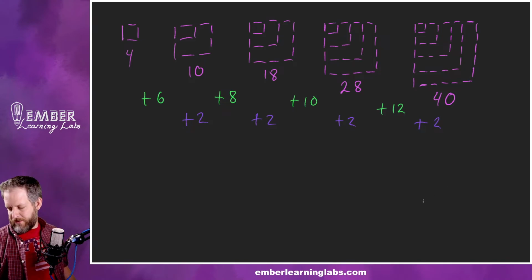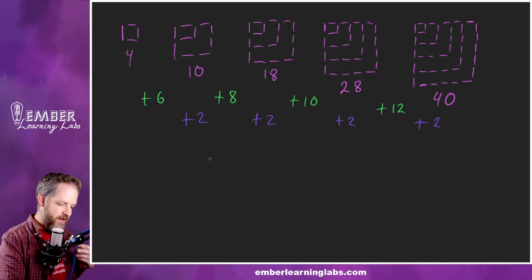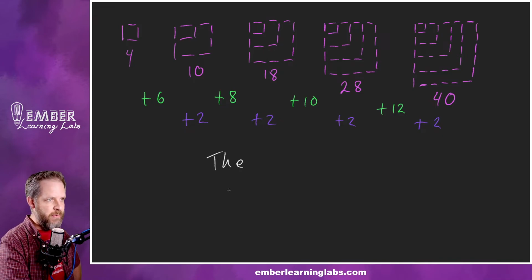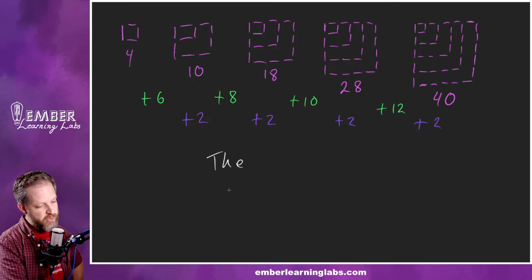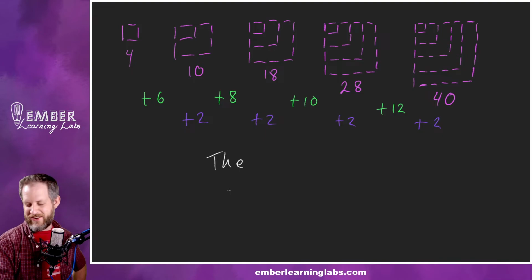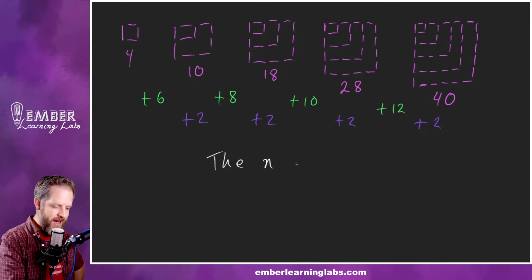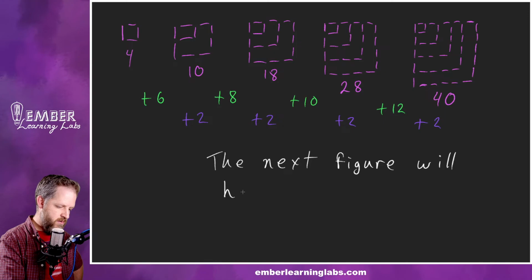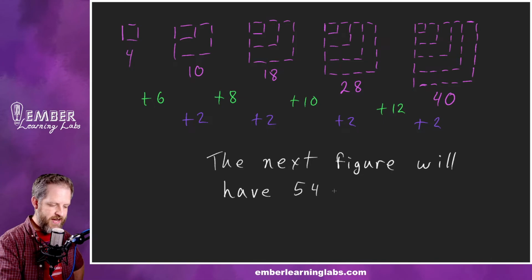So we might say something like the next figure. These are, like I say, not particularly formal. This is one conjecture that we could make about this shape. You could make another conjecture that says the lines will get more and more squiggly. We might need a little bit more evidence to prove that, but you could make some other conjecture like that. So we could say the next figure will have 54 segments.